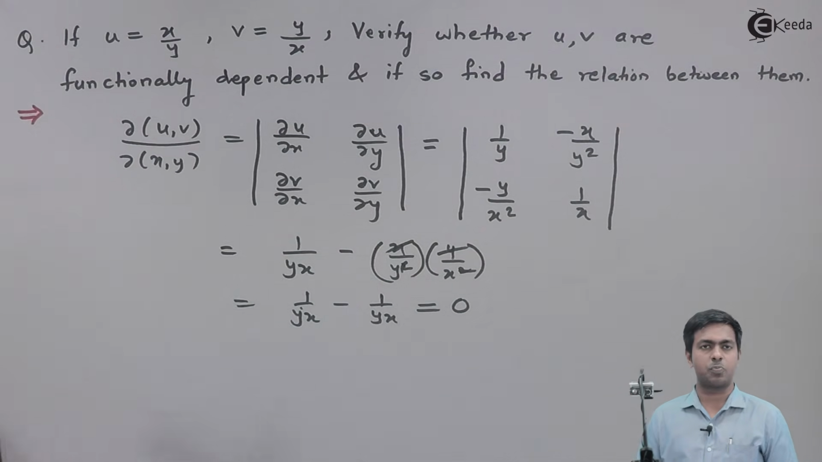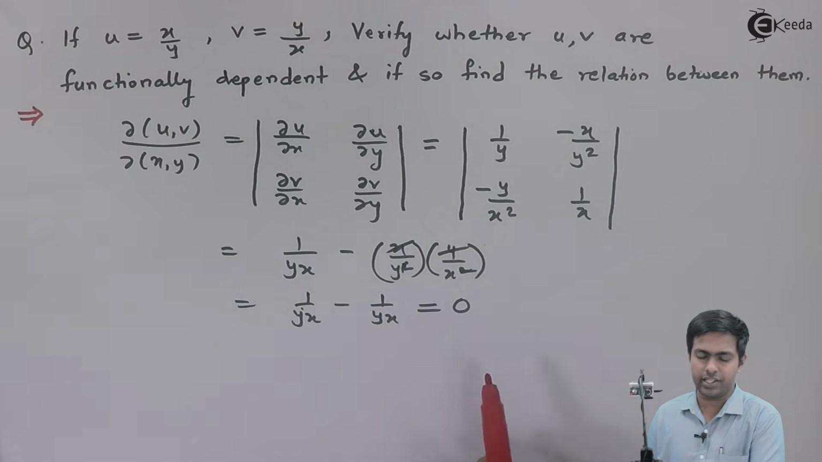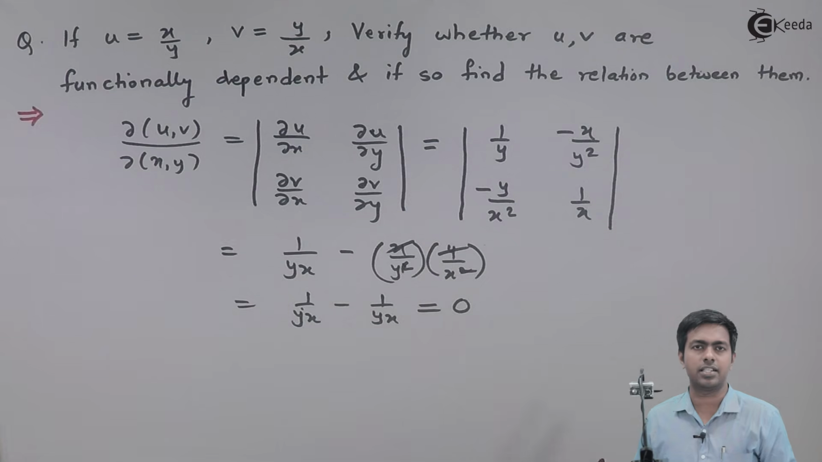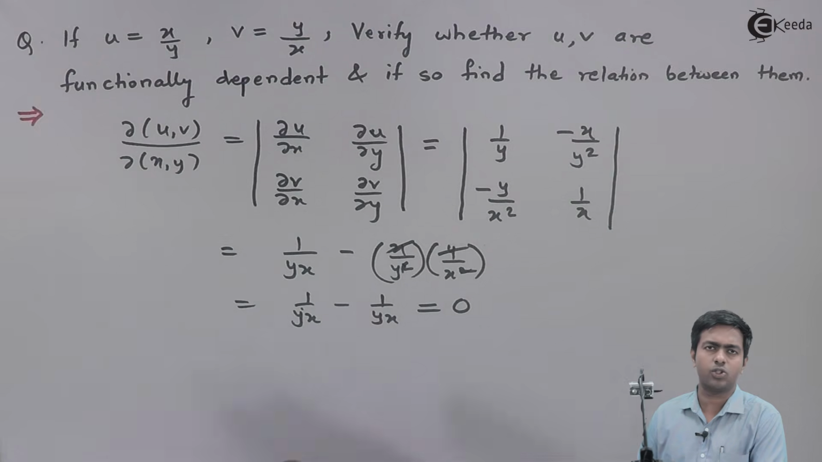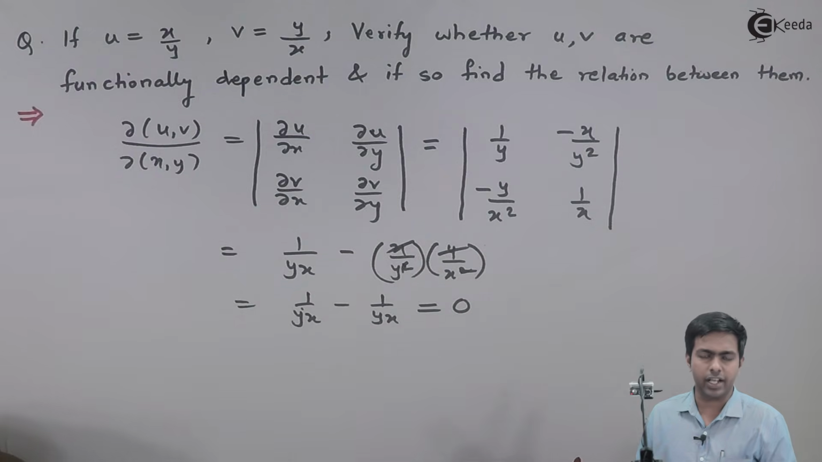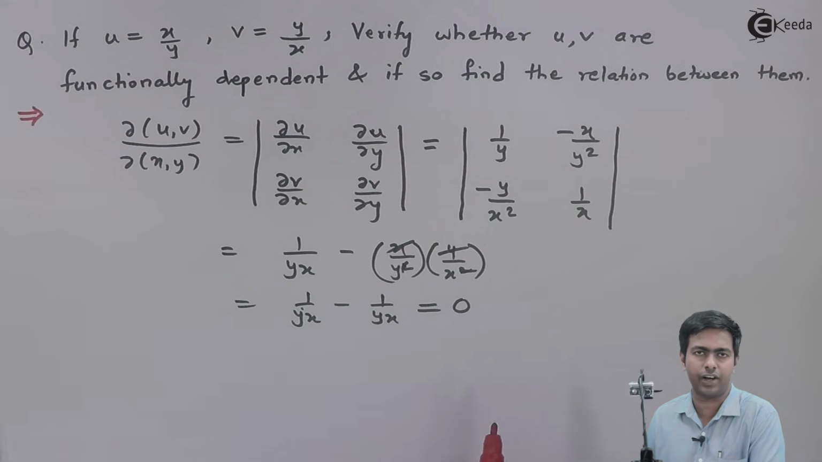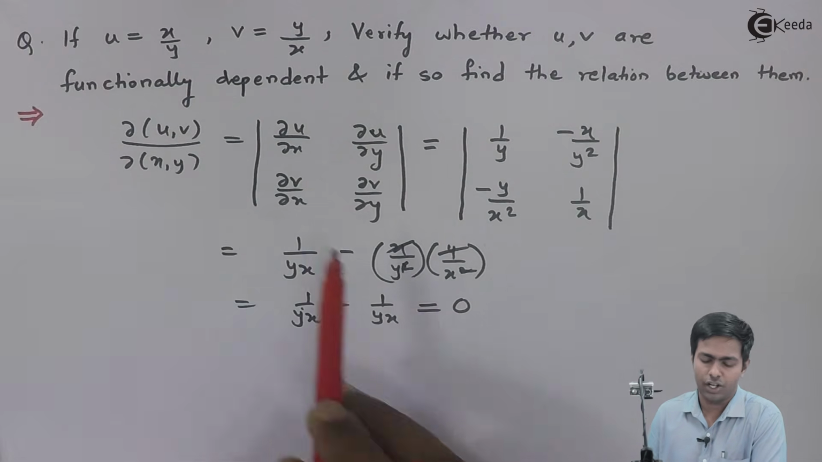So as I explained, if we are getting the Jacobian equal to 0, then we say yes, there is a dependency between the two functions u and v. So yes, here the dependency exists, and let's find the dependency between u and v. Now there is no fixed method to find the dependency between u and v, but by making use of algebra and some mathematical simplification, we can definitely find the relationship between u and v.